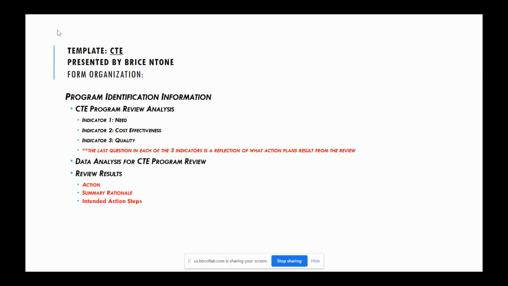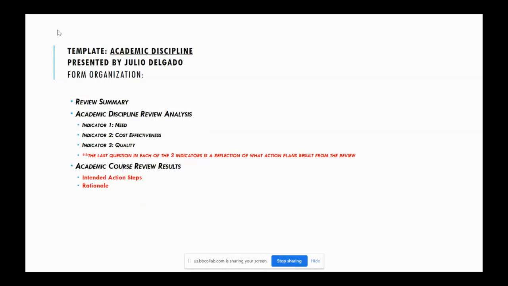So this is the summary of each of the templates. This is the CTE, and this is kind of the skeleton. I'm not going to go through it. I talked about these 3 levels: the review analysis, the data analysis for the current year, and then the results. What are you coming out of this with? And so that's the structure of the CTE.